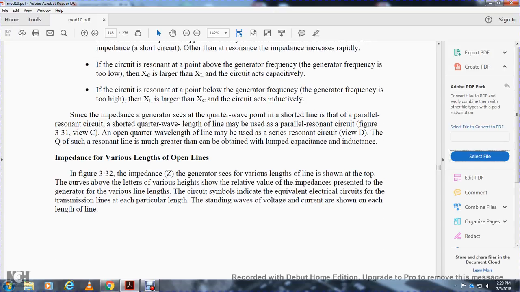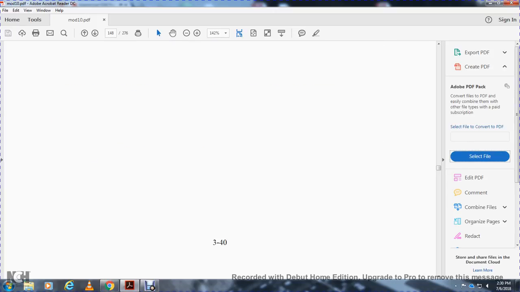Impedance at various lengths of the open line. With Figure 332, the impedance at the generator with various lengths of the line is shown at the top of the curve, above the letters of various heights that show the relative value of the impedance represented. The circuit symbols indicate the equivalent electrical circuits for the transmission line, each of a particular length, with the same wave voltage and current shown for each length of the line.